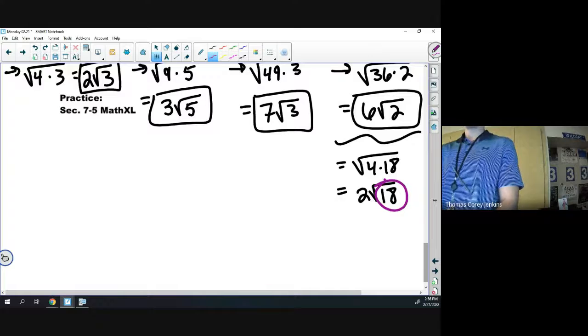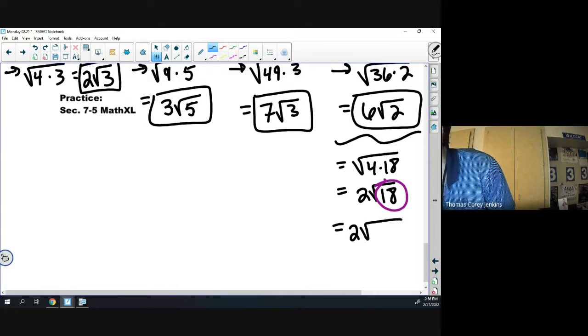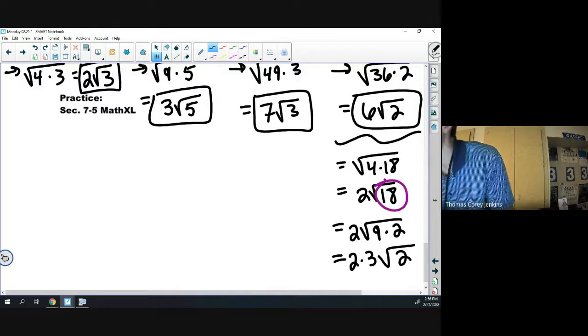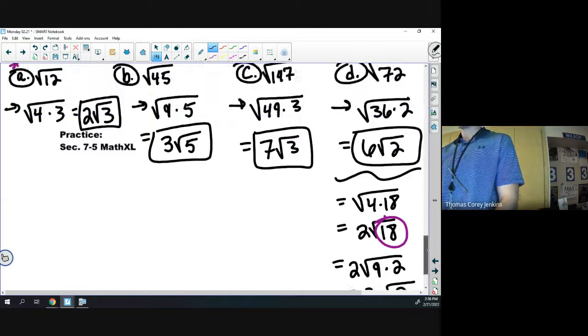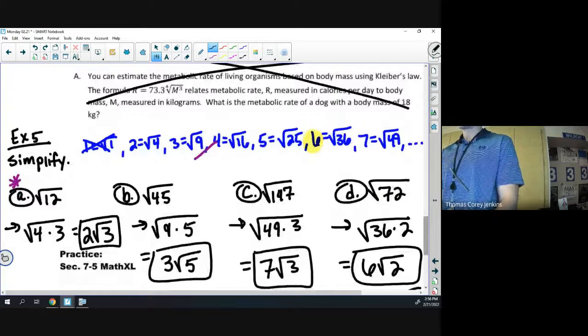So I'll go ahead and finish from how I did this one. That would be 2 times the square root of 9 times 2. And that would be 2 times 3 times the square root of 2. And then eventually we get to the final answer of 6 square roots of 2. But you can see that it was a lot easier, and we did it in a lot fewer steps when we took out the biggest perfect square that went into 72. So just something to look out for.